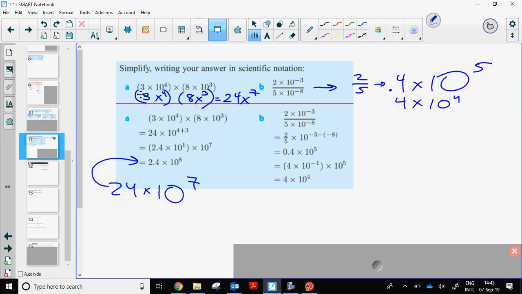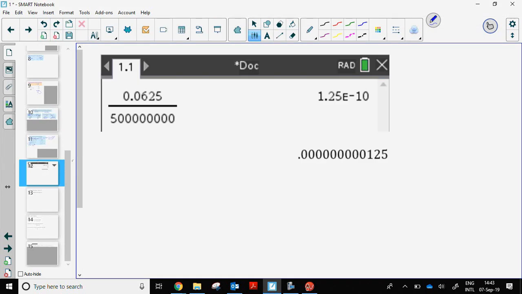If you're working with your calculator, the calculator doesn't give answers in scientific notation. It does give answers with this capital E. That means scientific notation. So this really says 1.25 times 10 to the power of negative 10. So if you ever get a number on your calculator that looks like that, that's what it means.